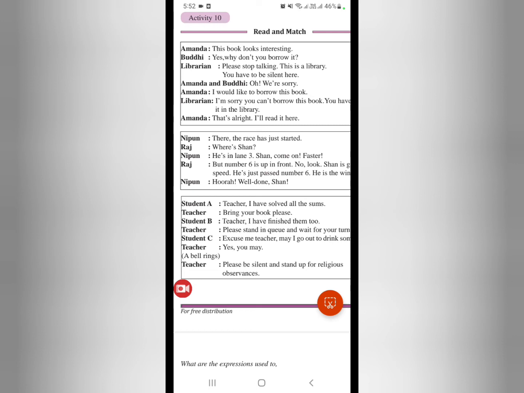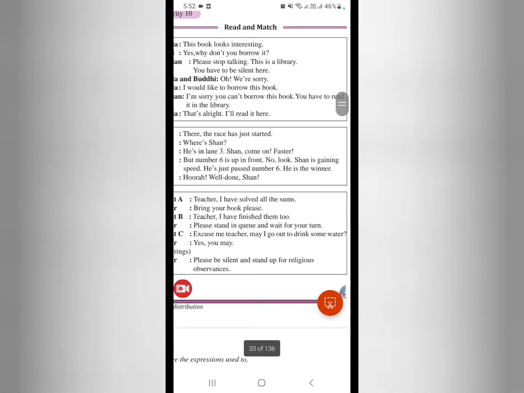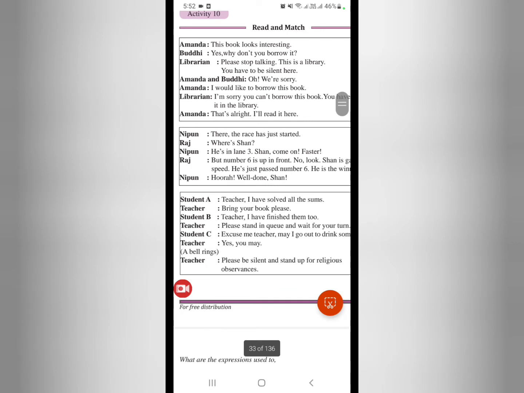Student C is replying, excuse me teacher, may I go out to drink some water. Then student C is saying, can I go out and drink some water? Then the teacher is replying, yes you may. Then the bell rings.